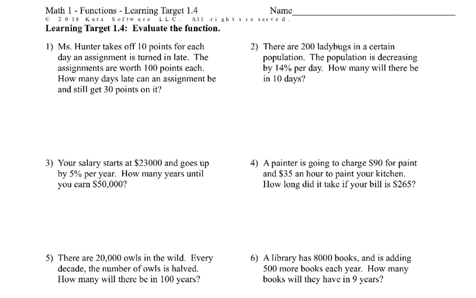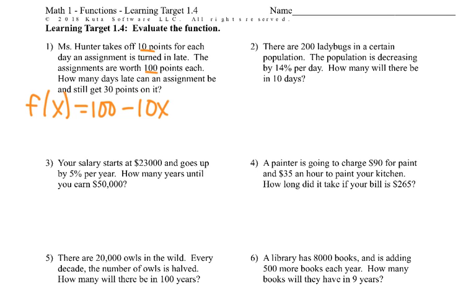Alright, so Ms. Hunter takes off 10 points for each day an assignment is turned in late. The assignments are worth 100 points each. How many days late can an assignment be and still get 30 points on it? So let's make our function first. So I'm going to go f of x equals, we start with 100 points. We're subtracting 10 each time.